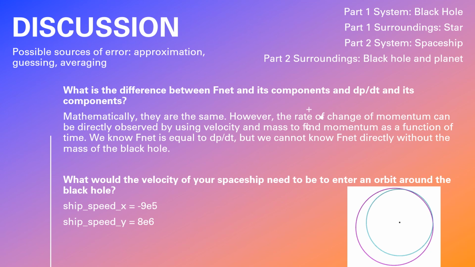What would the velocity of your spaceship need to be to enter an orbit around the black hole? So I have here what my velocity needed to be, and I have the resulting orbit that came out of that.